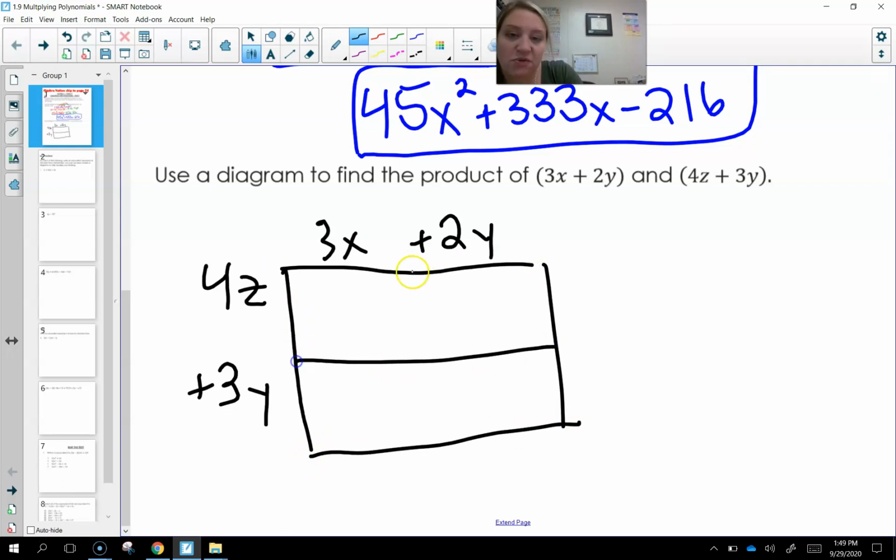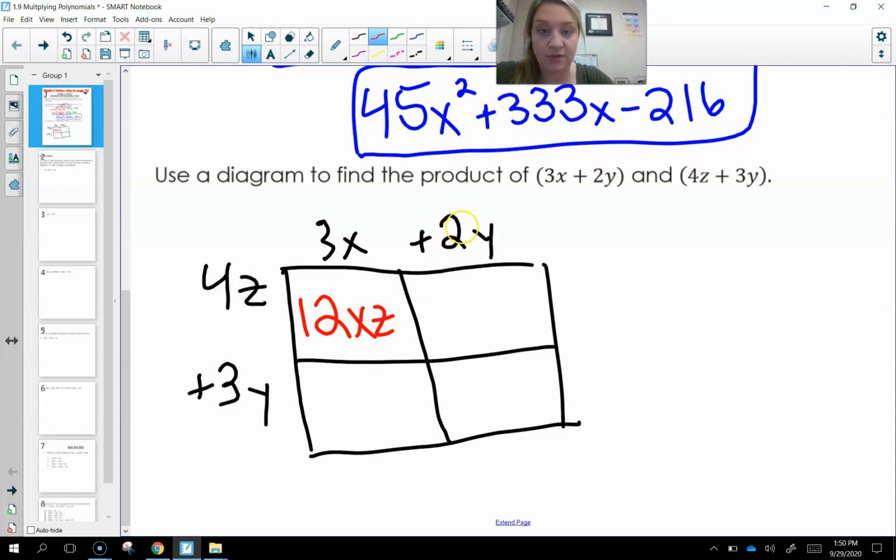Okay, so we're really making like a multiplication table. So we're going to multiply these two together. Okay, so 4 times 3 gives me 12. And then xz is just going to stay xz. All right, my next, I'm going to multiply 4z with 2y. They cross over here. 4 times 2 gives me a positive 8. And then z and y, we're just going to write them in alphabetical order. So we're going to let it be yz.